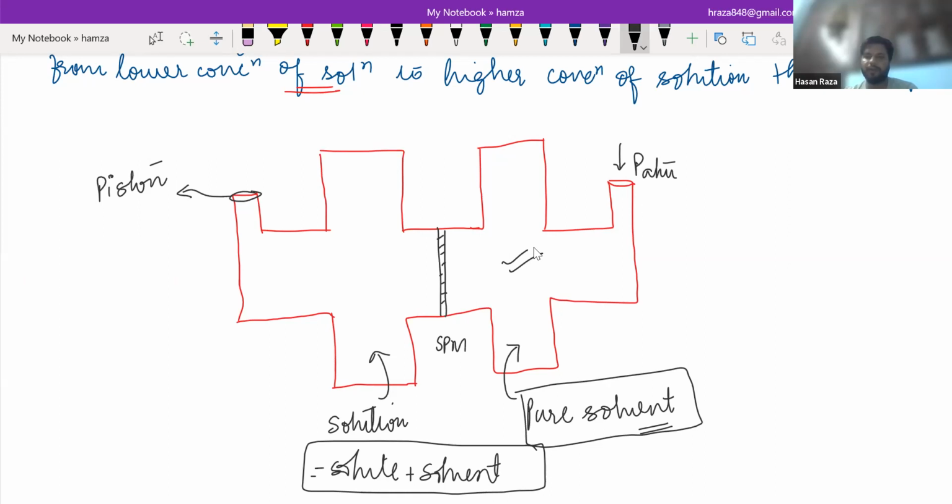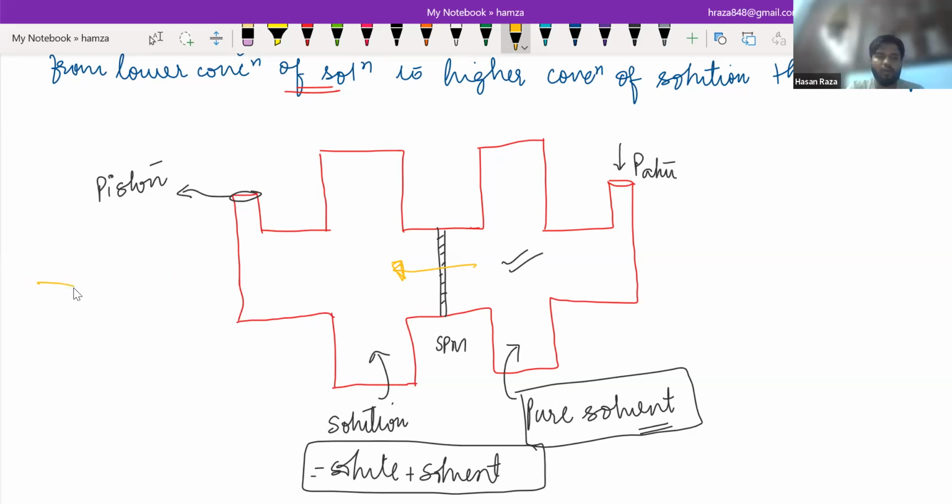Fatima, what do you think? Where is solvent more, left or right? Since on the right hand side it's pure solvent, only solvent is there, but on the left hand side it is solution. That means solute is also involved. So we can think that on the right hand side, solvent is more. The concentration of solvent is greater on the right hand side. So the movement will be from right to left. Yes or no?